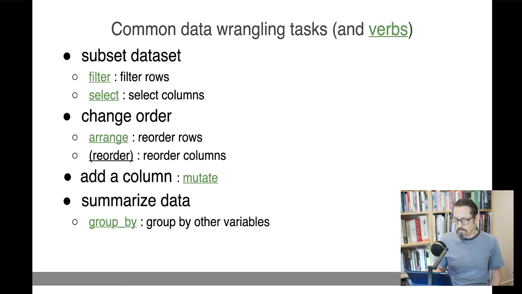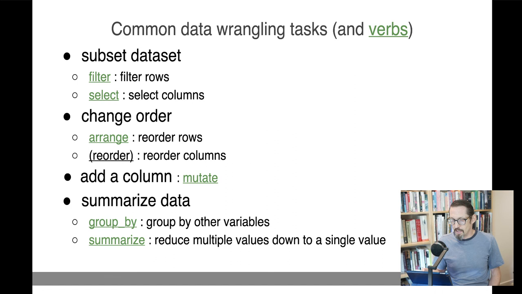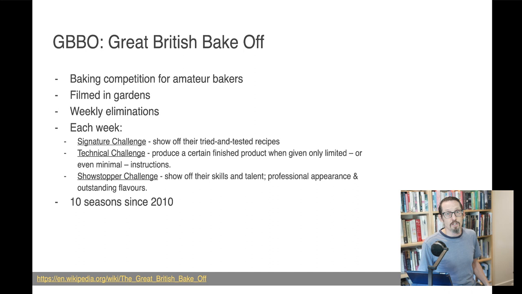We will talk about these in clear examples using the data set we've already been talking about, the Great British Bake Off. Okay. Reminder, this is a show about baking, and it involves lots of individual challenges where the chefs try to do their very best to outdo each other in different kinds of contests. It's got 10 seasons of data, and we've got this kind of data format.